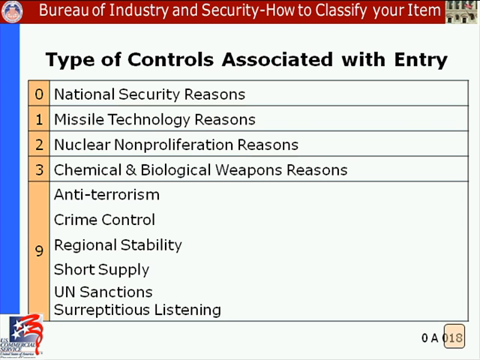Now the same statement goes to 200 series items. All 200 series items are controlled for nuclear non-proliferation reasons. Some 200 series items may also be controlled for other reasons listed below, such as chemical, biological reasons, or regional stability reasons, or short supply reasons. Okay?